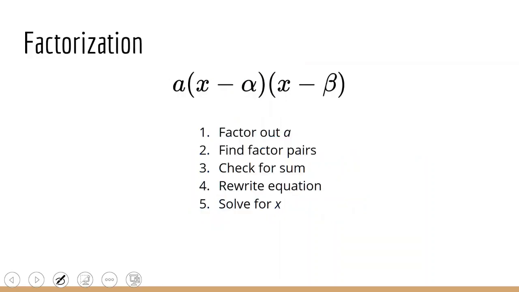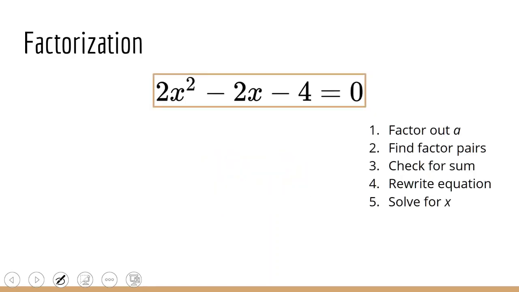Okay, so what is factorization? Factorization is just the opposite of expanding, where we take our quadratic equation and write it in this form instead. And to do that, we just follow these steps. The easiest way to understand this is to do an example. So let's say we're trying to factorize this quadratic equation, 2x squared minus 2x minus 4. First thing is, let's factor out a. In our case, a is 2.